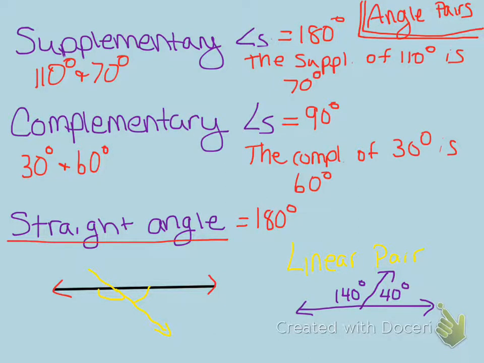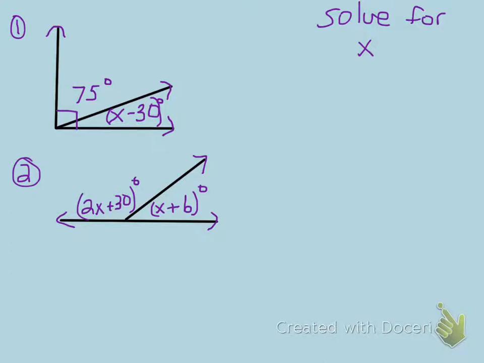So let's look at some example problems. On number one, you look at the problem and you see that you're asked to solve for x. So you figure out what you know and what you don't know. I know that this is a right angle, so I know that the measure of this angle here is 90 degrees. That means that this angle plus this angle has to equal 90 degrees. That's one way to solve it.